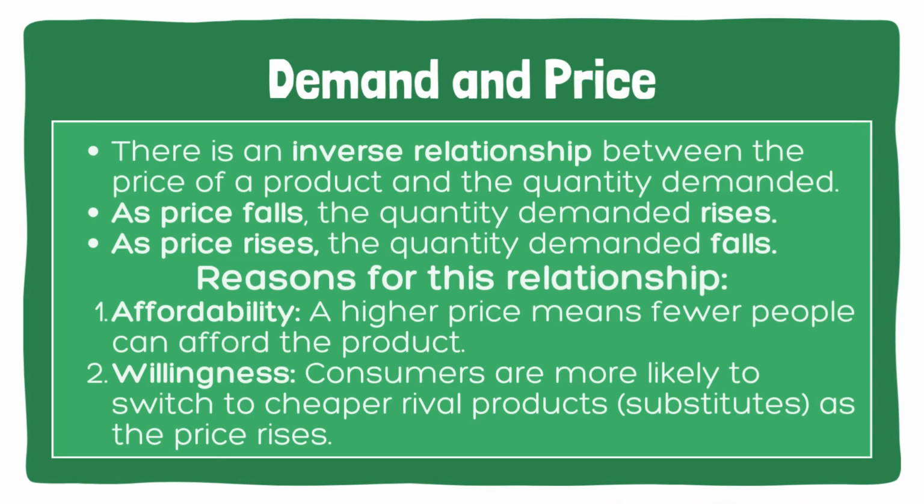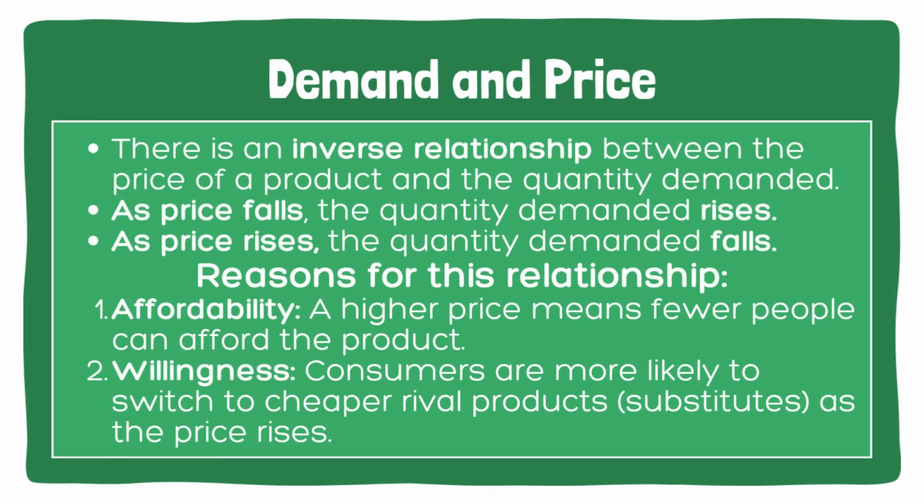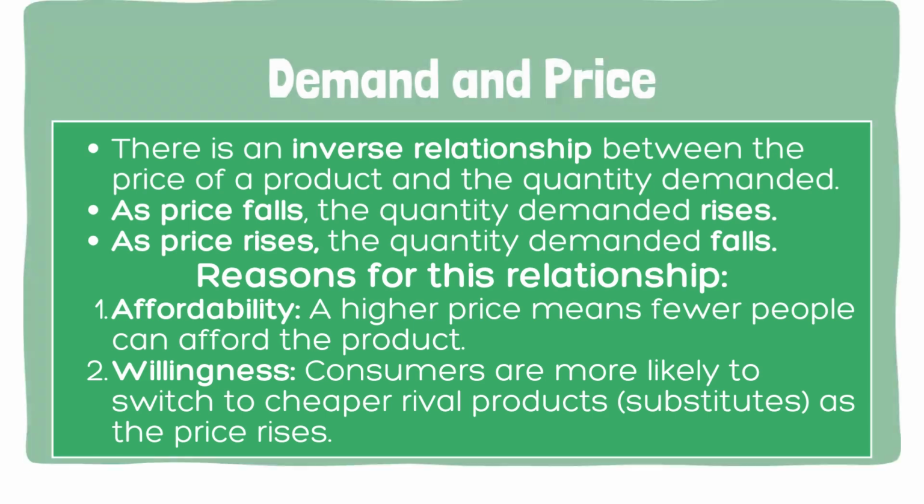The relationship between demand and price is one of the most fundamental principles in economics. It is described as an inverse relationship. As the price of a product increases, the quantity demanded decreases, and as the price decreases, the quantity demanded increases. When prices rise, fewer people can afford the product, and even those who can may become less willing to buy it, often turning to cheaper alternatives known as substitute goods. Conversely, when prices fall, more consumers can afford the product, and they are generally more inclined to purchase it. This pattern, where demand expands as price falls and contracts as price rises, is known as the law of demand.